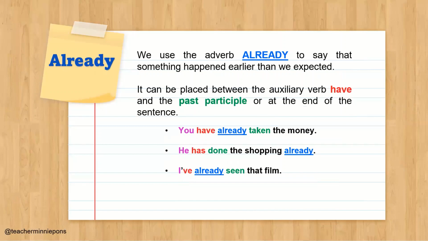Already. We use the adverb already to say that something happened earlier than we expected, and it can be placed between the auxiliary verb have and the past participle, or at the end of the sentence. For example, you have already taken the money. He has done the shopping already. I've already seen that film.